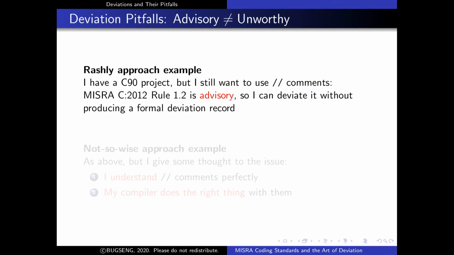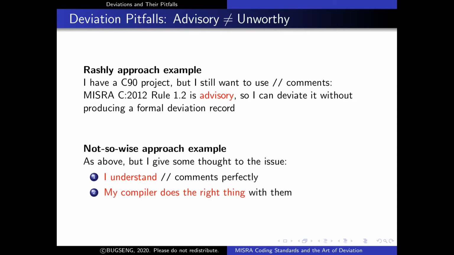Deviation pitfalls. Advisory is not the same thing as unworthy. I will explain by means of an example how a rational approach can be wrong. I have a C90 project, but I still want to use // comments. The problem? I don't see the problem because I don't investigate the issue. I see that my compiler doesn't seem to complain if I use // comments. As rule 1.2 of MISRA C 2012 is advisory, I deviate. I don't even have to produce a formal deviation record.